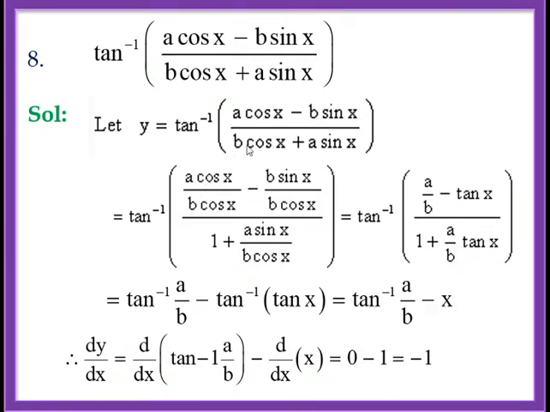Now, if you divide numerator and denominator by b cos x, you get a cos x upon b cos x minus b sin x upon b cos x, upon 1 plus a sin x upon b cos x, that is a upon b minus tan x upon 1 plus a upon b tan x.